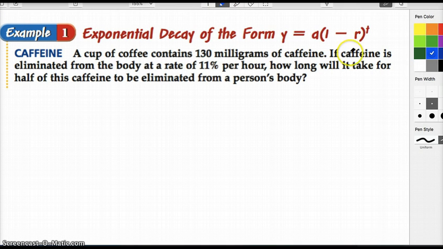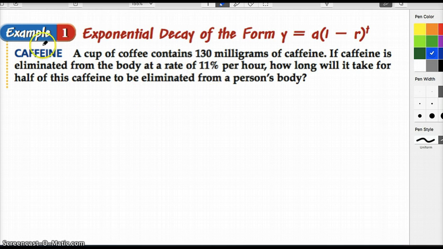So here in example 1, we are expected to consider a cup of coffee that contains 130 milligrams of caffeine. If the caffeine is eliminated from the body at a rate of 11% per hour, how long will it take for half of this caffeine to be eliminated from a person's body?